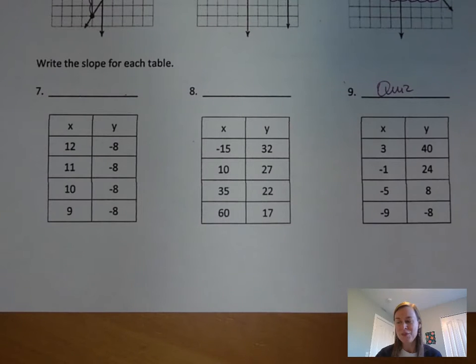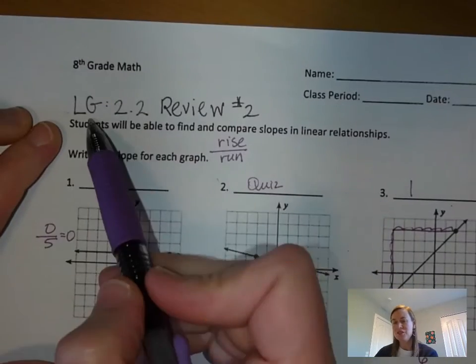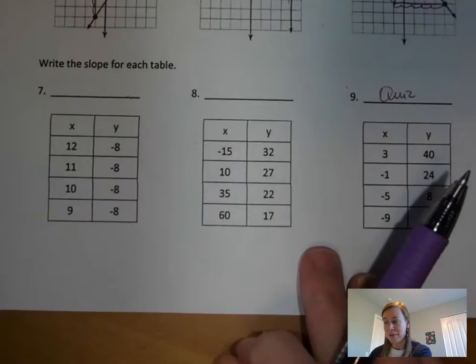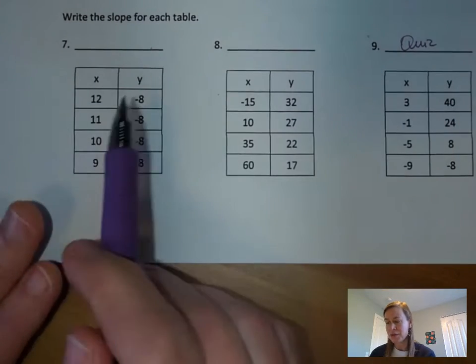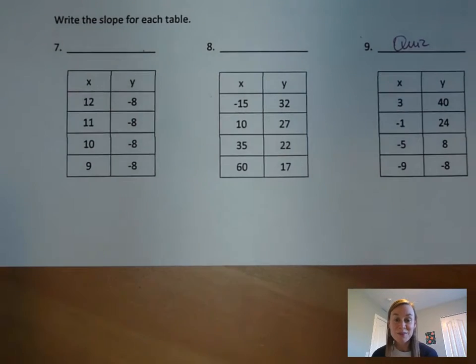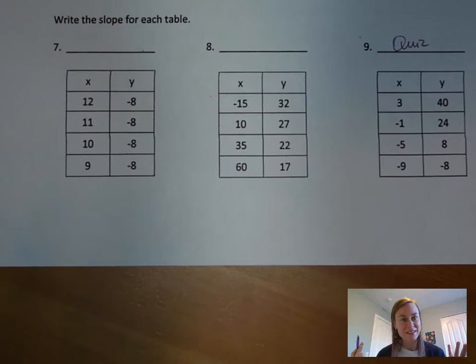Hey there! In this video, which is from the LG 2.2 review number 2, we're going to go over how to find the slope from a table. So that's going to be looking at numbers 7, 8, and 9. Well, we won't really go over 9 because that's on the quiz. So we're just looking at numbers 7 and 8 here.